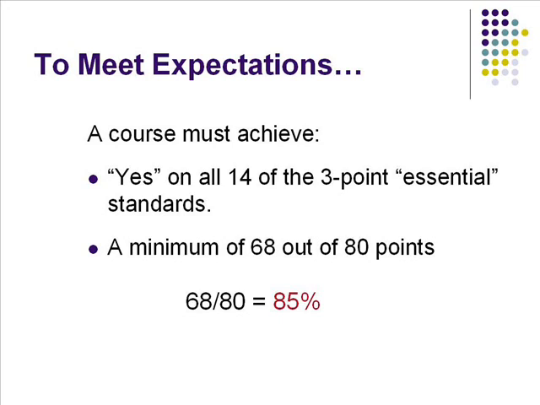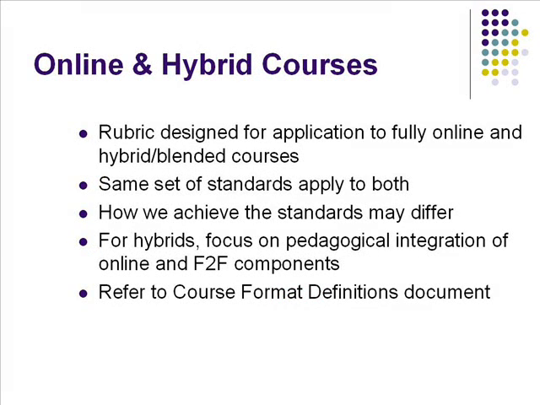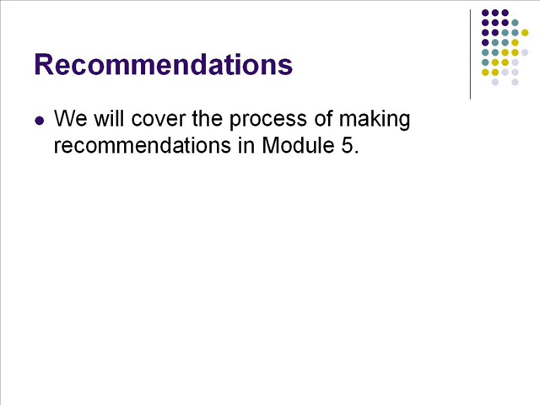There are 2 thresholds for meeting expectations, and an online course must meet both of these thresholds to qualify as a quality online course. Mathematically, this works out to about an 85% standard. A hybrid course can be reviewed using the same rubric if it meets the following criteria. The course is organized around Blackboard, and the major course elements, including what will be covered in the face-to-face meetings, are all available in Blackboard.